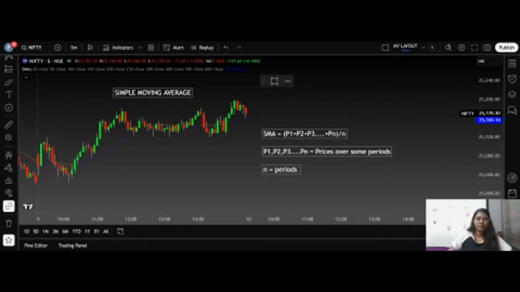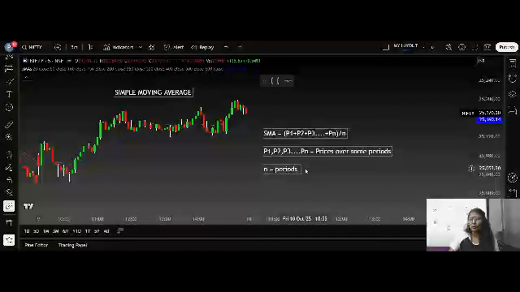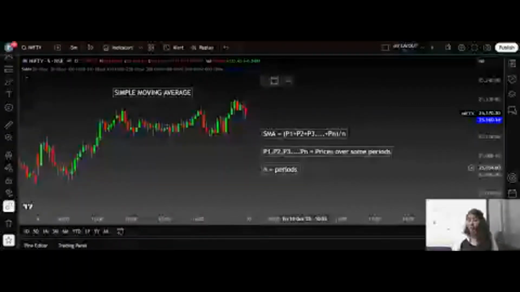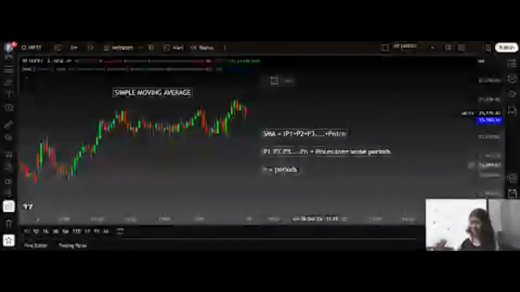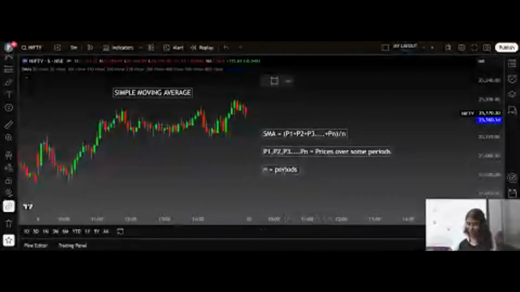Okay. So what is a simple moving average? The average of a selected range of prices. What are the selected range of prices? This P1, P2, P3 and Pn. Usually closing prices. Is it compulsory to take the closing price? No, it's usually closing prices. In general we take closing prices over a specific number of periods.